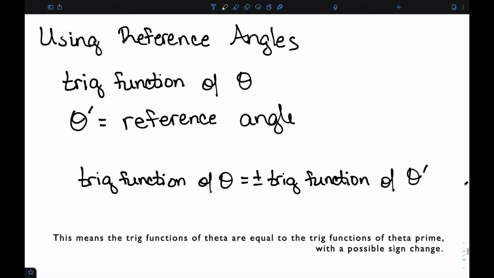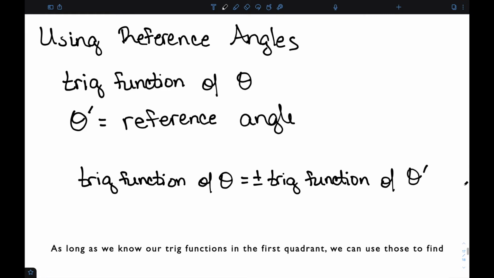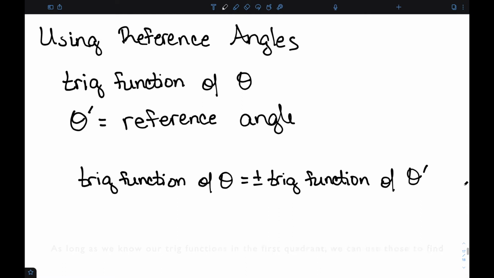This means that the trig functions of theta are just equal to the trig functions of theta prime with a possible sign change. So as long as we know our trig functions in the first quadrant, we can use those to find all of the rest of our angles and the trig functions of those. We just have to use the reference angle, and then we have to think about whether things should be positive or negative based on the quadrant that they lie in.